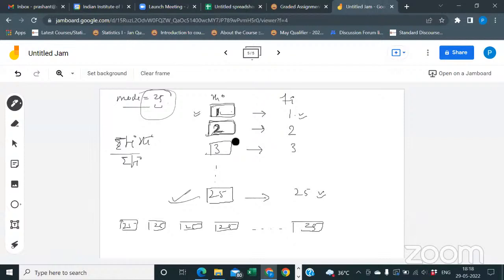Excuse me, sir, can you explain the stem and leaf question once, because I have a doubt in that. Okay, I will explain. See, first tell me, is this clear or not?